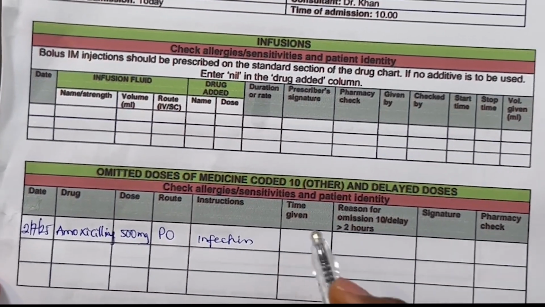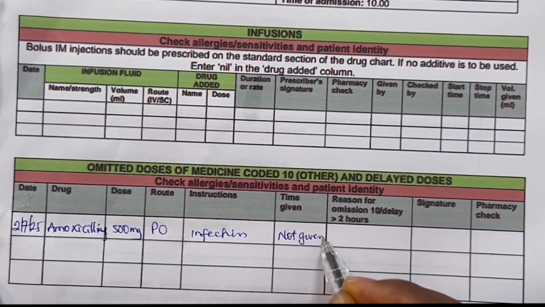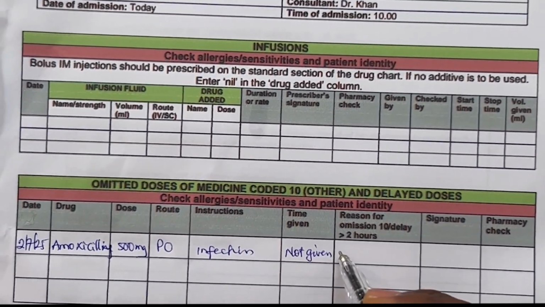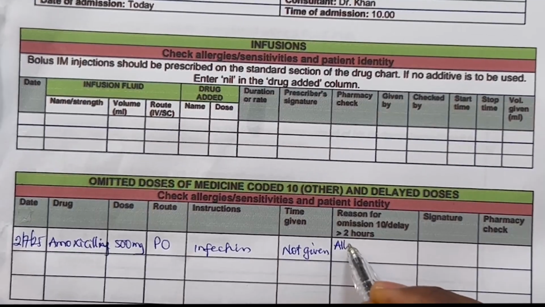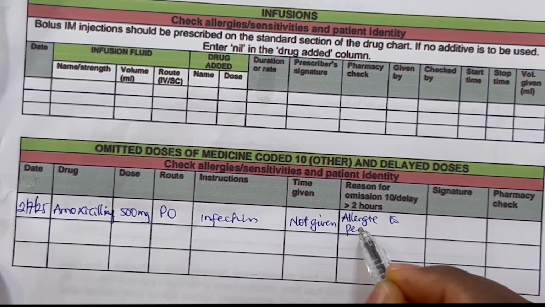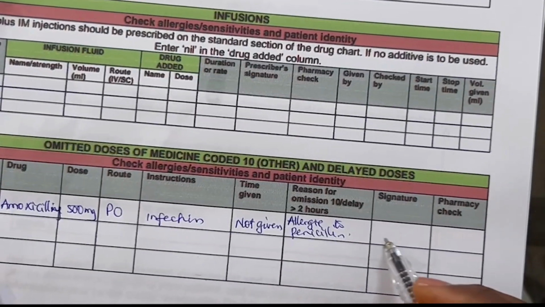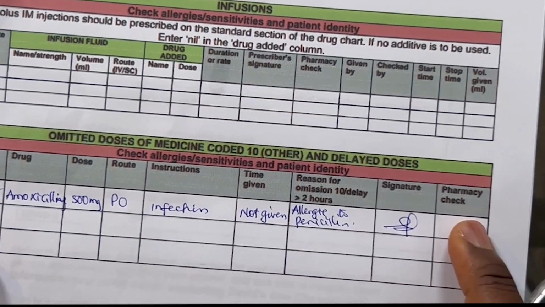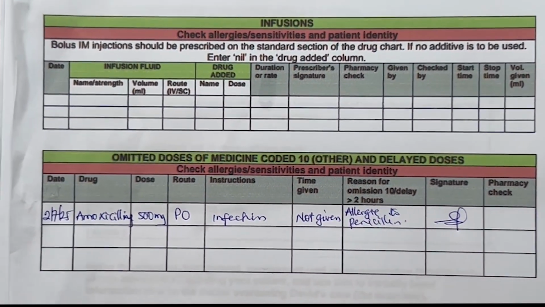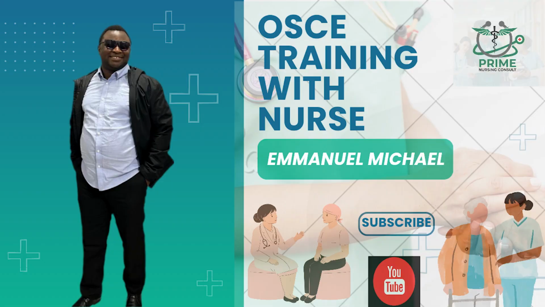Now, time given, it was not given. So you just write not given. Now, what is the reason? Why didn't you give it? Just write allergic to penicillin. You put your signature here. This is pharmacy check. You don't need to do anything here. So this is how to basically complete your implementation charts.